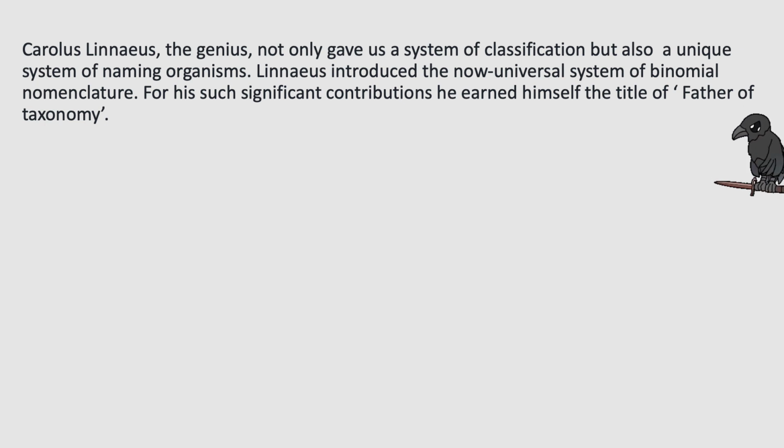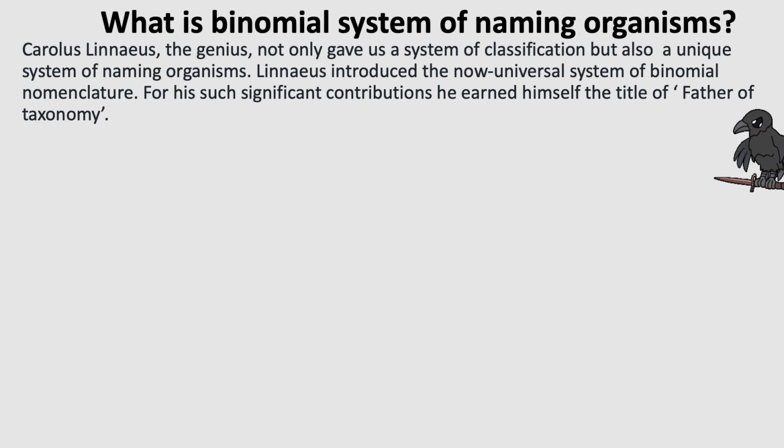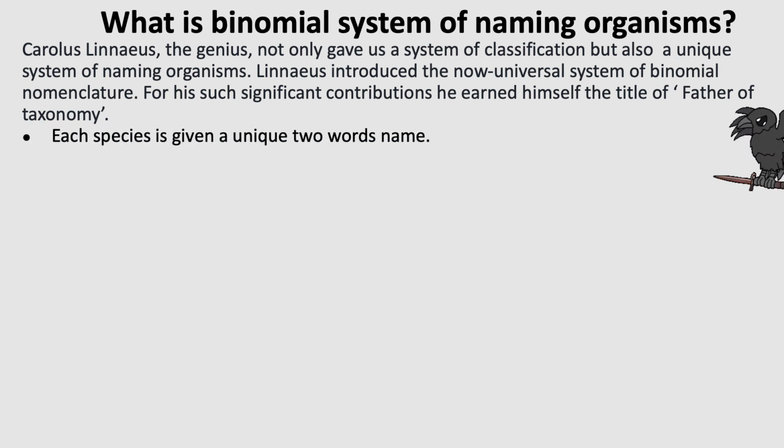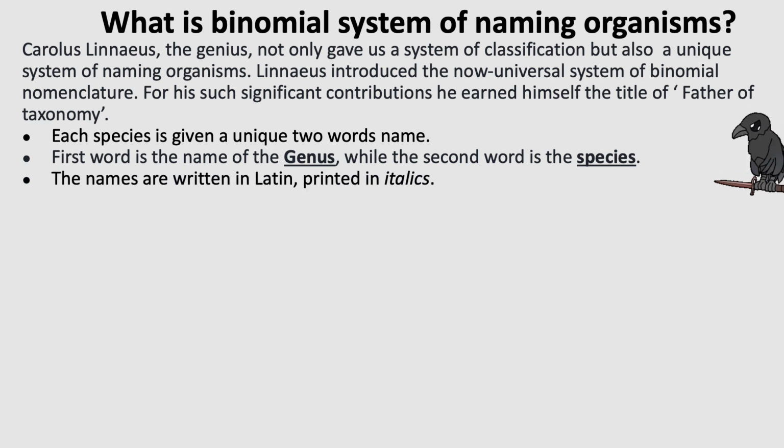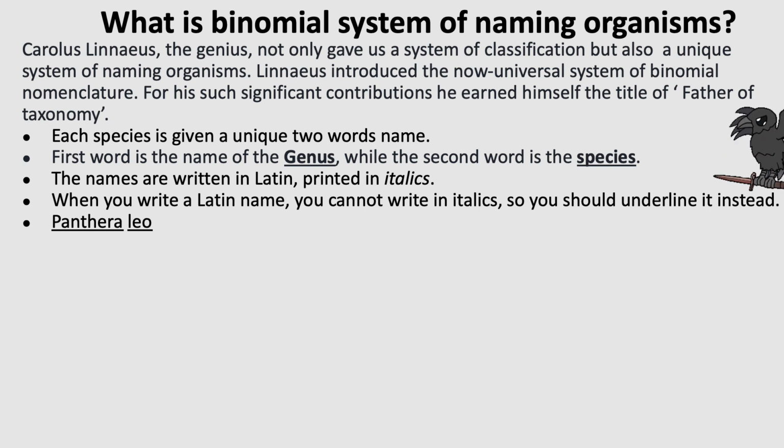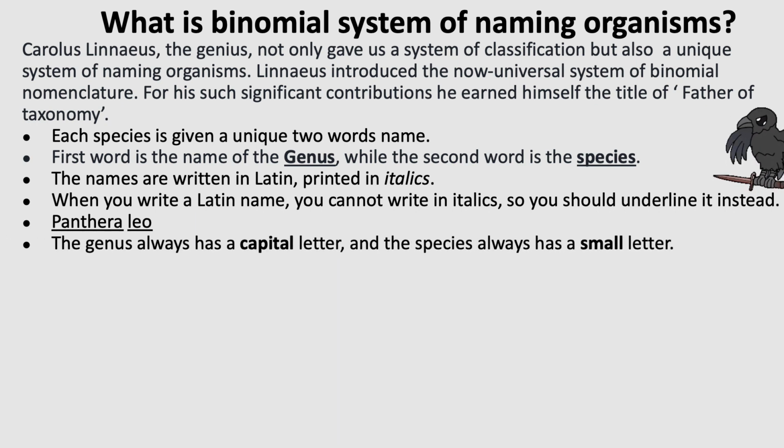So the question is, what is binomial system of naming organisms? In this system, each species is given a unique 2 words name. First word is the name of the genus, while the second word is the species. The names are written in Latin, printed in italics. When you write a Latin name, you cannot write in italics, so you should underline it instead. For example, Panthera leo. You underline Panthera separately and Leo separately. The genus always starts with a capital letter and species always with a small letter.